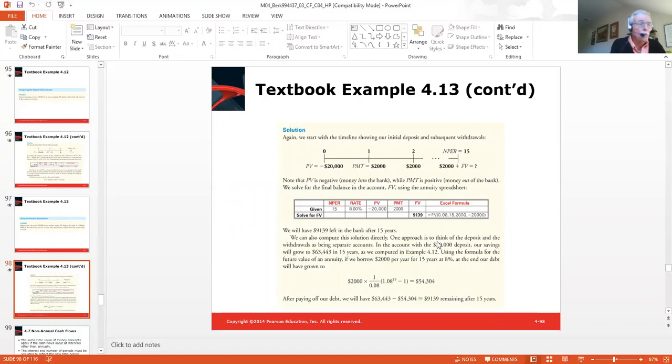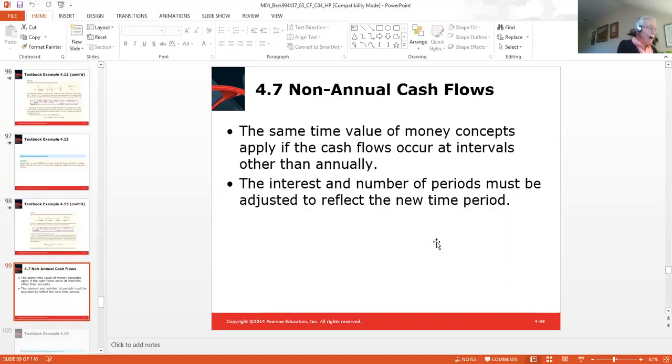$9,139. What is that? Well, that represents that if we were to begin with $20,000, compounded at 8% for a 15-year time period, meanwhile, we're withdrawing $2,000 per year, we will end up with, at the end of the 15 years, a balance of $9,139.